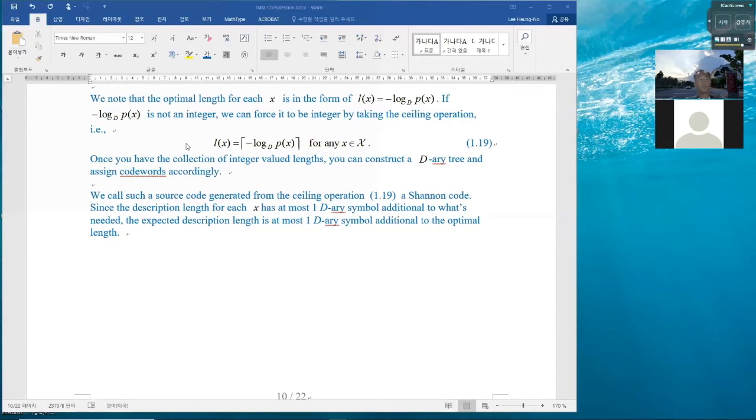Okay, so since the description length for each x has at most one D-ary symbol additional to what's needed, the expected description length is at most one D-ary symbol additional to the optimal length. Okay, if D is equal to 2, then we can say that the expected description length is at most 1 bit additional to the optimal length.